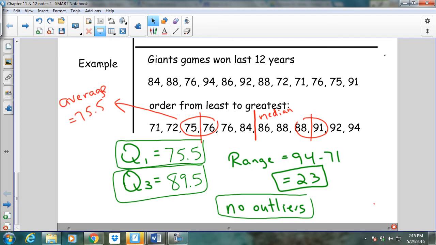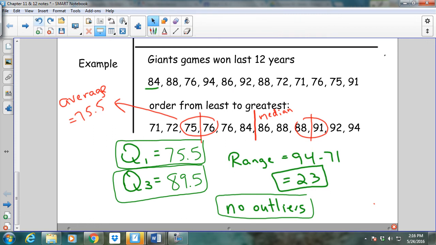These are how many games the Giants have won in the last 12 years. Sorry, it's already written, I can't rewrite it there. But here's the games they won over the last 12 years. So last year they won 84 games. The year before that they won 88. Year before that 76. Year before that 94, and etc., all the way back 12 years.